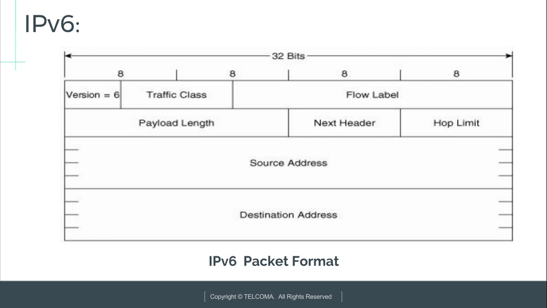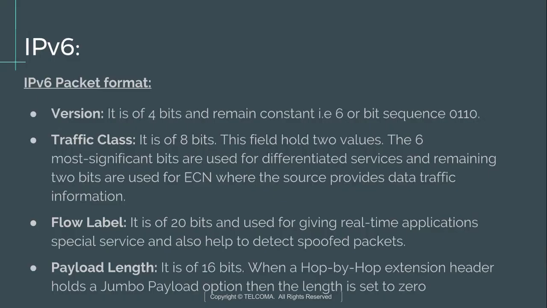It contains 8 fields and it is of 32 bit, and the 8 fields are version, traffic class, flow label, payload length, next header, hop limit, source address and destination address. So let's discuss these fields in detail. The first is the version field. The version field is of 4 bit and it remains constant, that is 6. The bit sequence is 0110 to represent the internet protocol version.